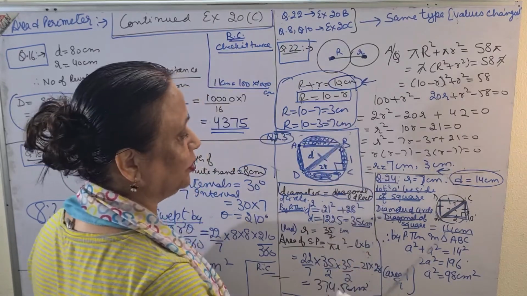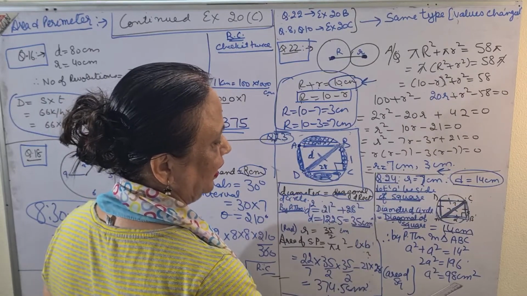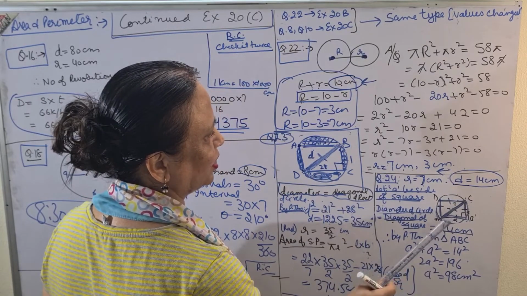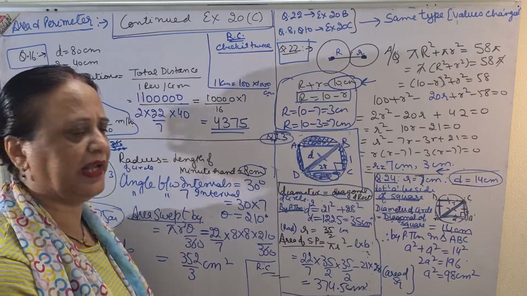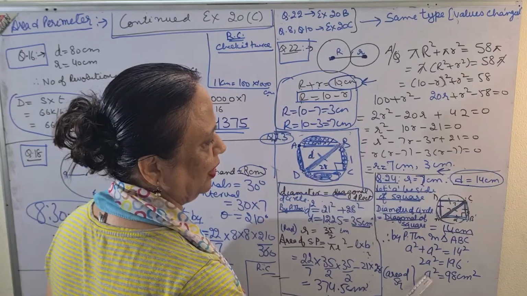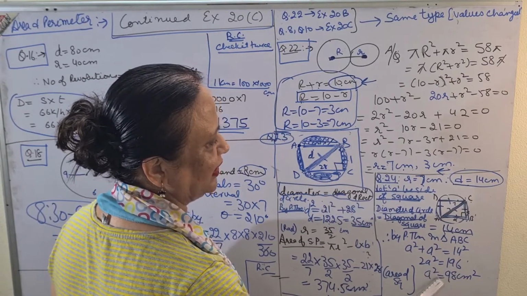If they had asked you the side, then only you would take this root. But they have directly asked you the area of the square, and you know that the formula for the area of the square is A square. So you leave the answer here only. A square is equal to 98 centimeter square.